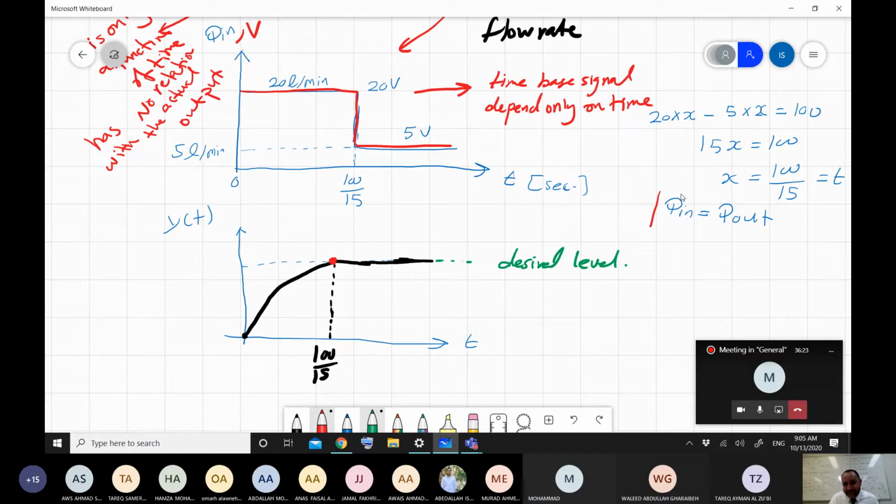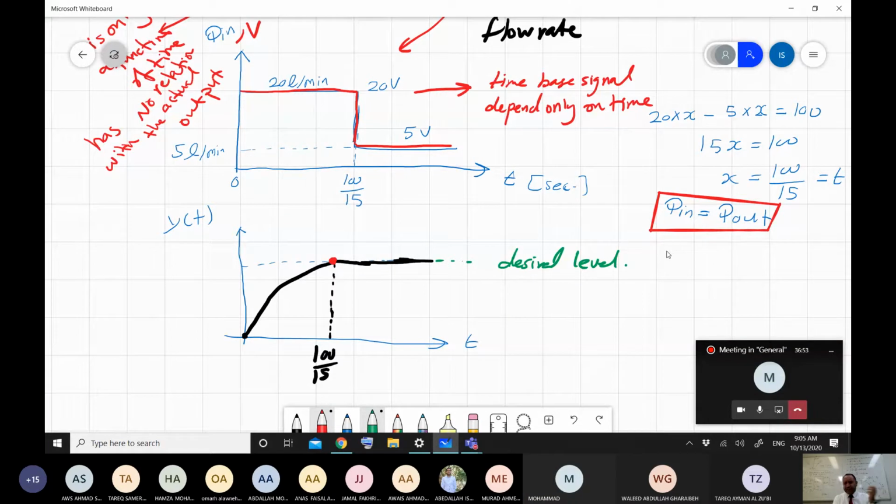So I should maintain this condition, which we call the steady state condition. I should maintain the balance. Q in must equal Q out. Otherwise, the level will drop. Or if Q in is greater than Q out, then I will get a level more than the desired. Yes or no? Actually, here I'm giving a perfect solution. There's no overshoot. There's no steady state error. Yes or no? That's good.